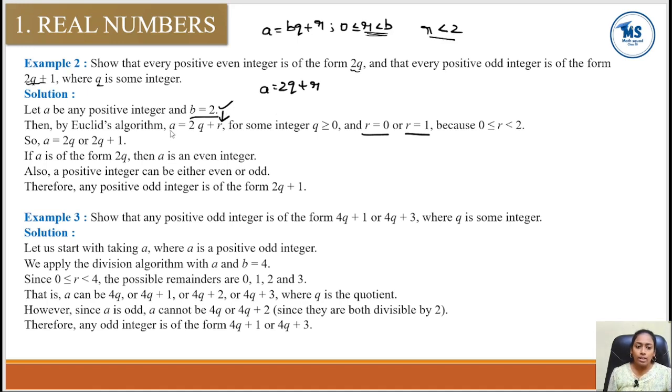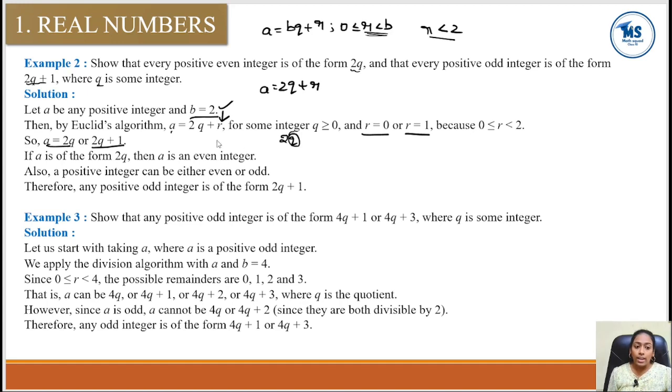So our a is in the form of 2q plus r. If r is equal to 0, a is in the form of 2q. If r is 1, a is in the form of 2q plus 1. We know that any even integer is in the form of 2 into something. Here, the something is q.